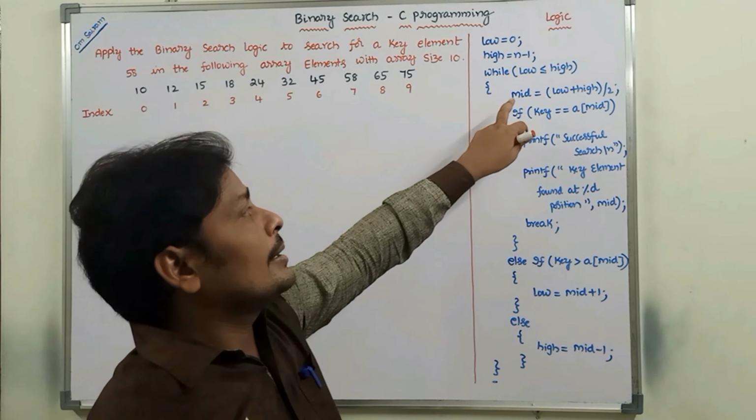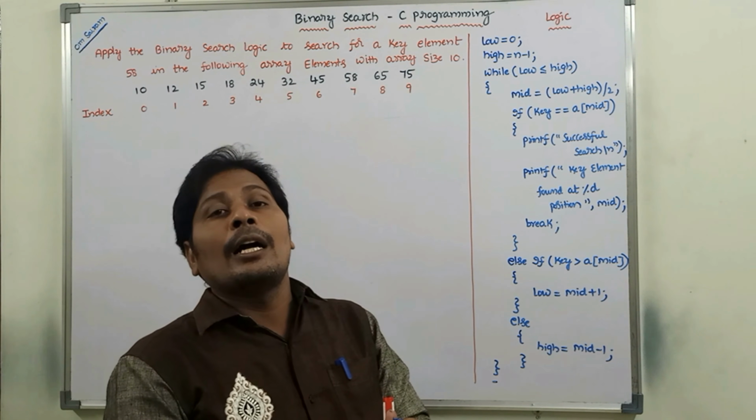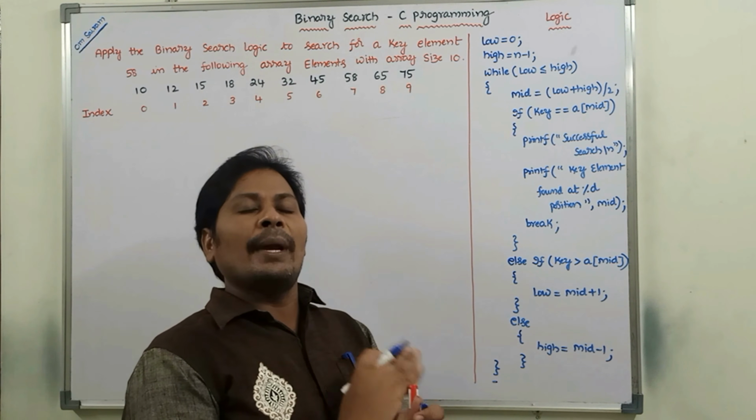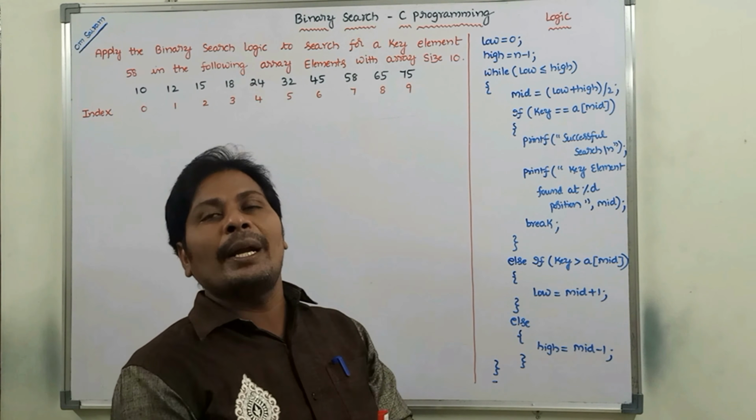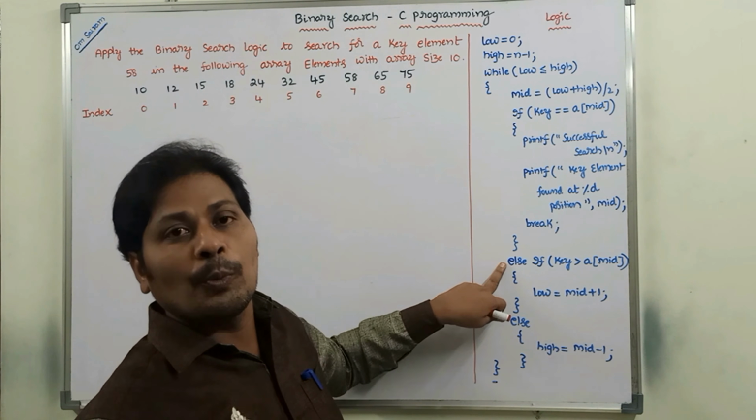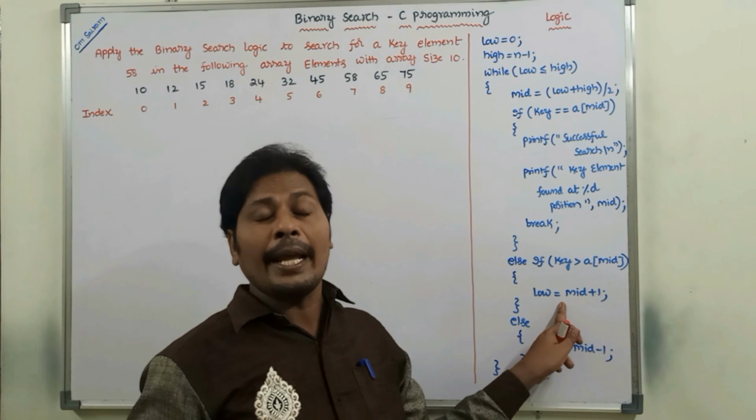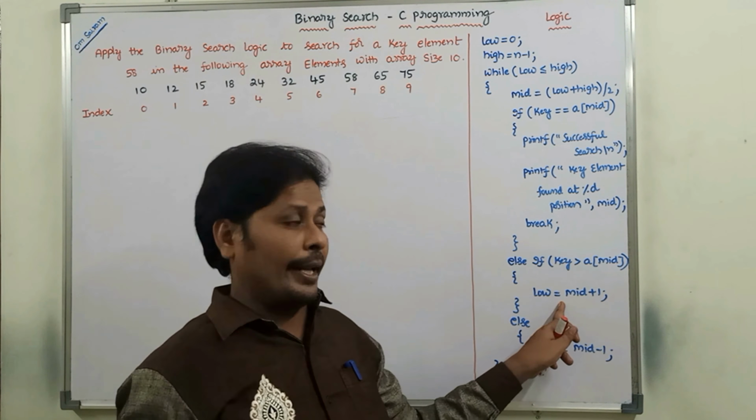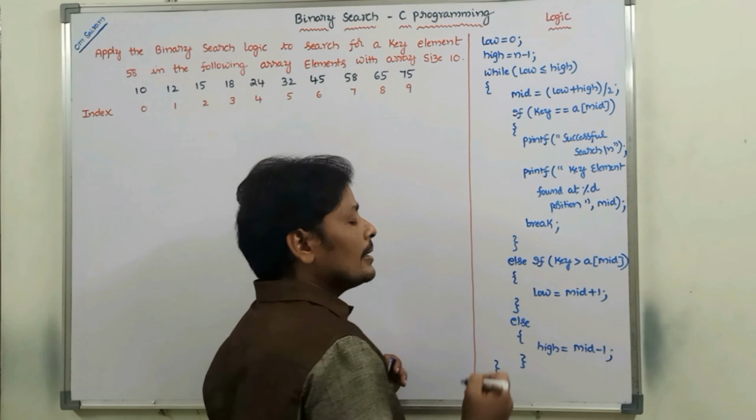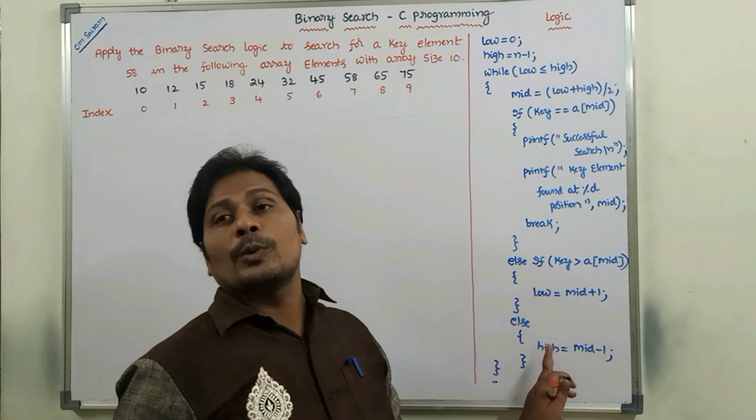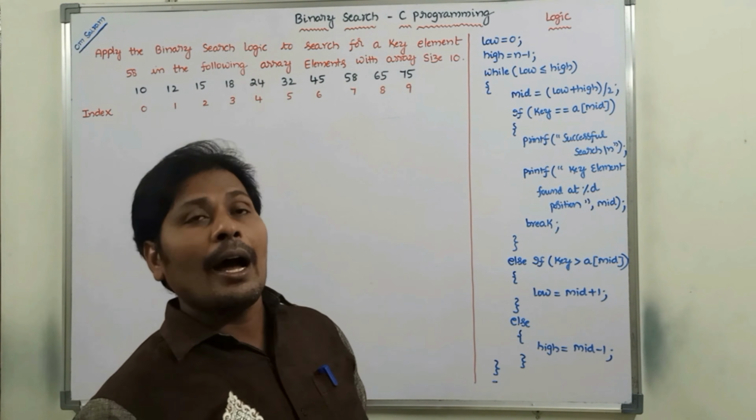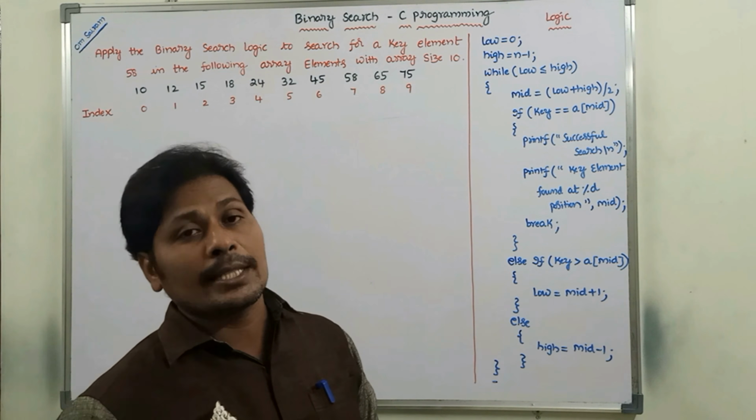Here the mid value divides the total array into two sub arrays: before the mid, the left sub array, and after the mid, the right sub array. If this condition is true, we are considering only the right sub array by ignoring the left sub array. If this condition is false, then we go to this part.